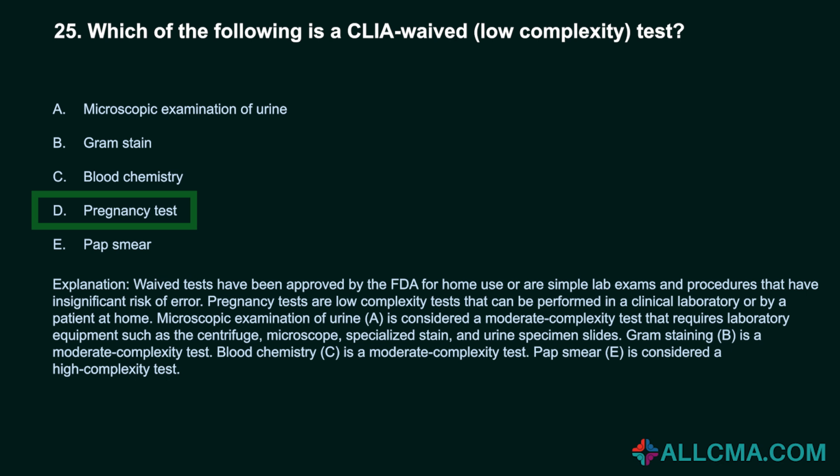Microscopic examination of urine (A) is considered a moderate complexity test that requires laboratory equipment such as the centrifuge, microscope, specialized stain, and urine specimen slides. Gram staining (B) is a moderate complexity test. Blood chemistry (C) is a moderate complexity test. Pap smear (E) is considered a high complexity test.